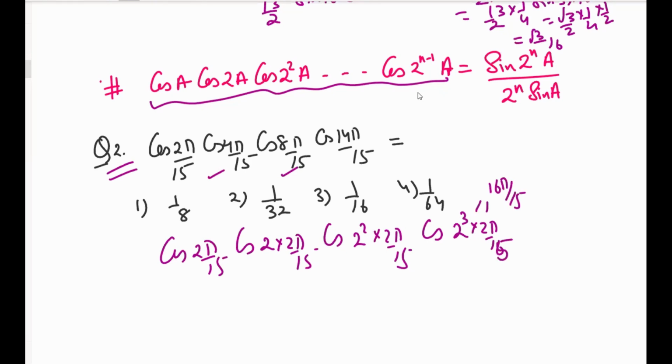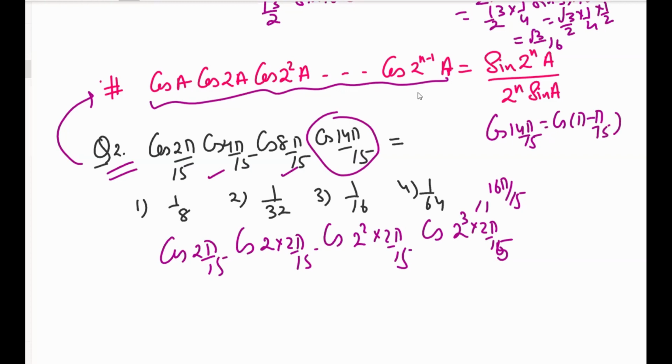But in my question, I have cos 14 pi by 15. So there we have to do something. We have to use some relation, and then this converts into this formula. So how do we do that? We can replace this cos 14 pi by 15 by cos of pi minus pi by 15. As you know, when I take the LCM, this comes out to be 14 pi by 15. And as all of you know, cos of 180 minus theta is minus cos theta.